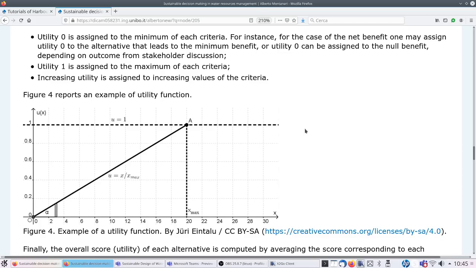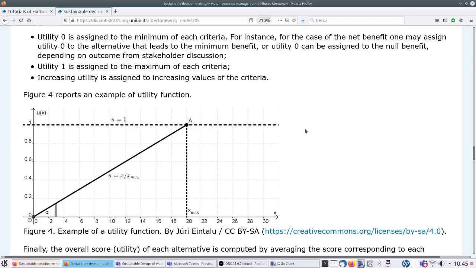Conversely, you may decide that if you don't reach a minimum value of the benefit, utility is 0. So you may give utility 0 to benefit ranging, look at this figure, from 0 to 8, for instance. And then from 8 to 20, you may get a linear function. Because you may say up to a minimum benefit of 8, utility for me is 0. So utility is a good way of translating a criteria like net benefit into a scale between 0 and 1 that reflects the utility of your criteria with respect to the stakeholders.